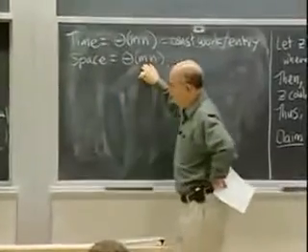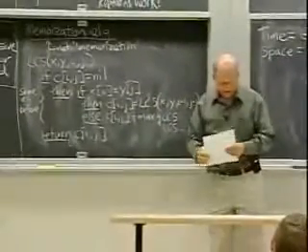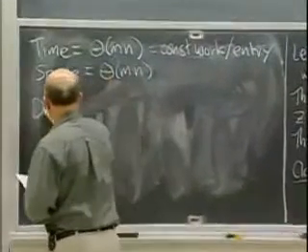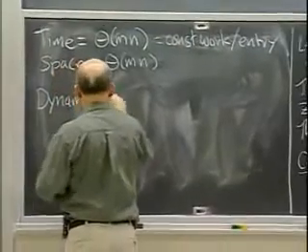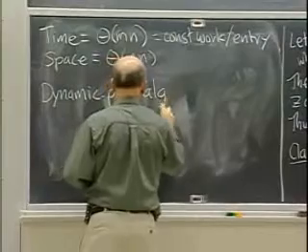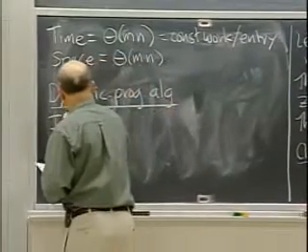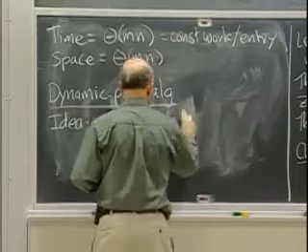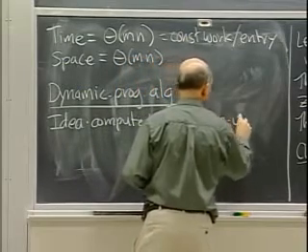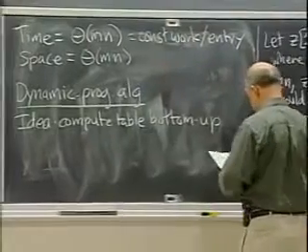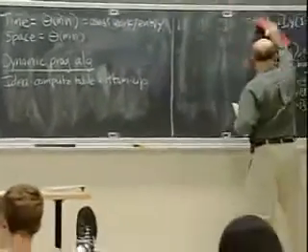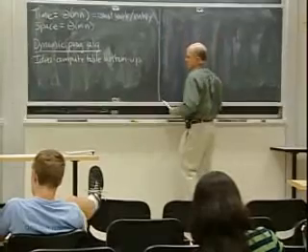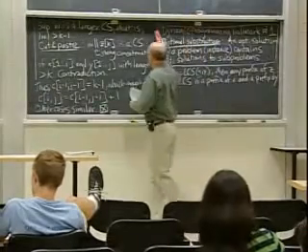But it takes a fair amount of space, and it also doesn't proceed in a very orderly way. So there's another strategy for doing exactly the same calculation in a bottom-up way, and that's what we call dynamic programming. The idea is to compute the table bottom-up. What we'll do is, actually, I think what I'm going to do is use this board.